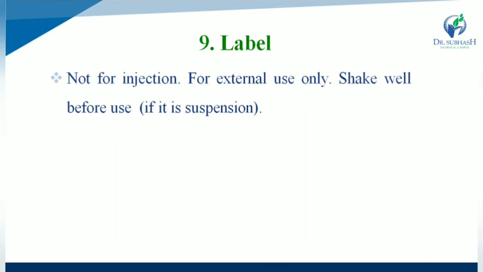What about labels? It says not for injection. So you have to mention on the label that it is to be instilled into the eye, into ocular tissue, so that it is not for injection. You also have to mention that it is for external use only, and shake well before use if the eye drop is available in suspension form.